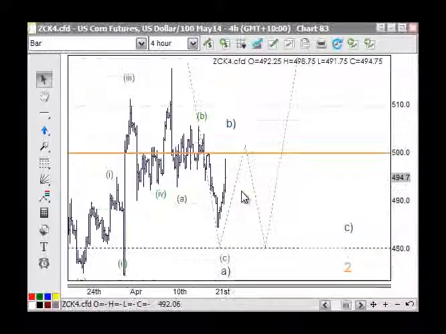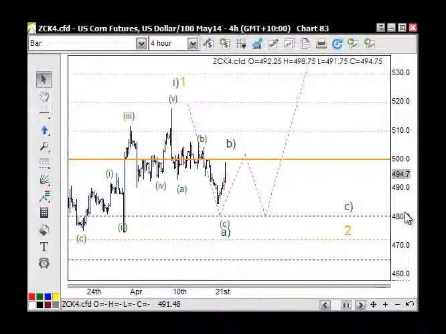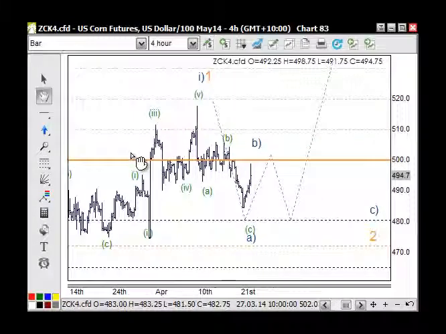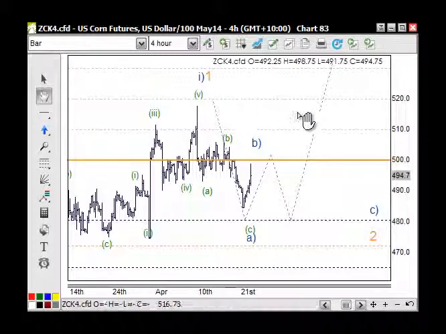Okay, the corn market. This is sort of interesting, and we just need to be on our toes here and not get lost in the correction. We were looking for the ABC to the downside, which would make a flat correction, and a flat correction means that flat would stay within the high here and the low here in terms of its swing across.